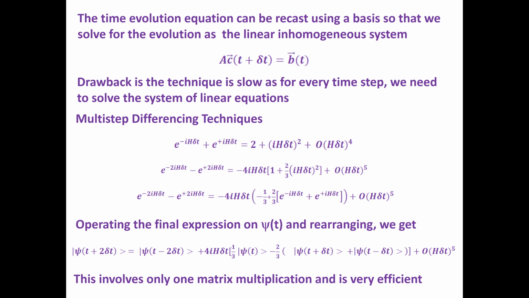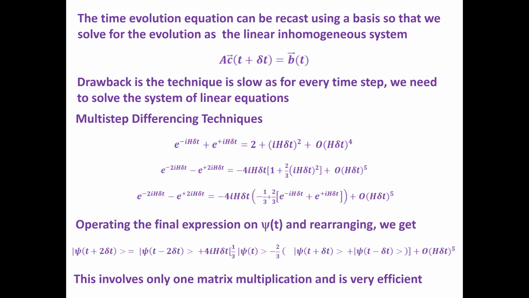No solution of the linear algebraic equation. You see that all that you are doing is multiplying a matrix onto the vector. So I have the vector here, and I am multiplying 4IH delta t onto the vector. So I get psi t plus 2 delta t is just psi t minus 2 delta t plus 4IH delta t by 2, which is the Hamiltonian matrix, multiplying onto the states psi t plus delta t and psi t minus delta t. So this becomes much faster and also it's accurate.